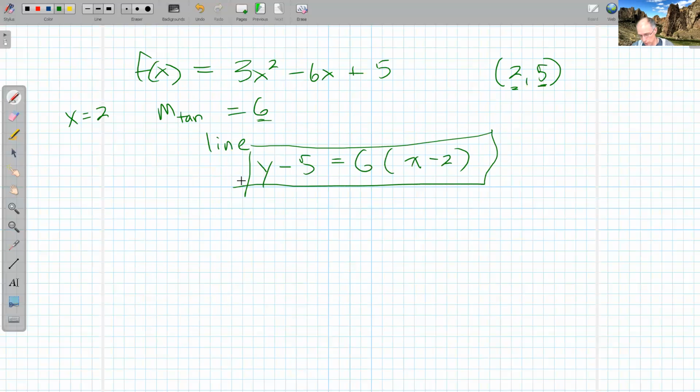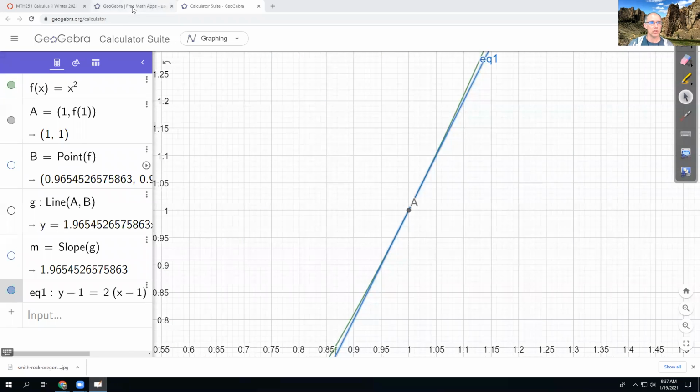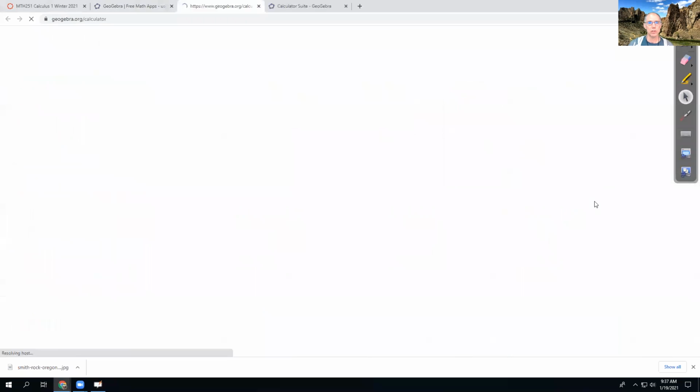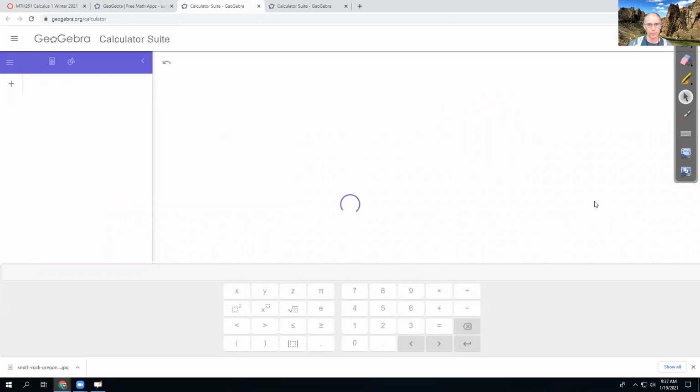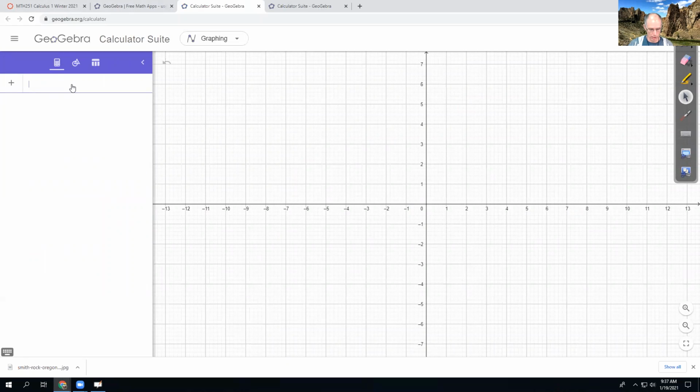So the easiest thing to do, if you don't already have a spreadsheet set up, is to look at the graph. So let's look at the graph and make a new GeoGebra graph. Start over. All right, so my f of x equals 3x squared minus 6x plus 5. And I am interested in the point 2 comma f of 2, which the computer says is 2, 5. So here's my point there on the graph.